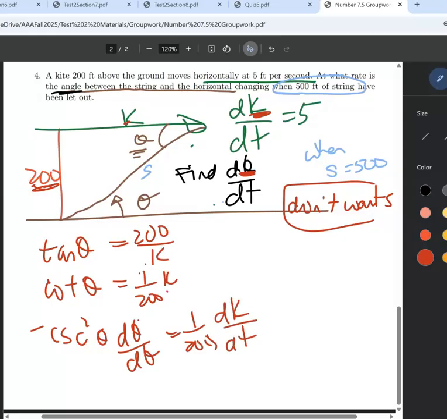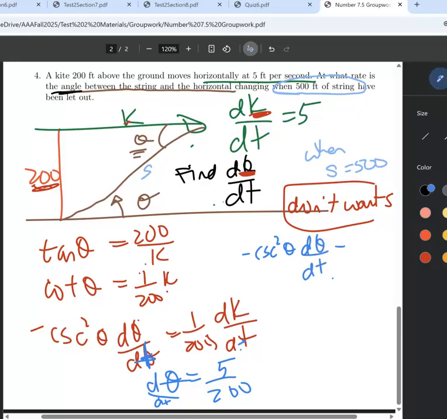So now let's plug in our information, see what we've got. We're going to plug in dk over dt is 5. So this side I get 5 over 200. Oops, I keep putting the thetas down there. D theta over dt is the denominator, right? Let me write that up here. Negative cosecant squared theta, d theta over dt is equal to 5 over 200.